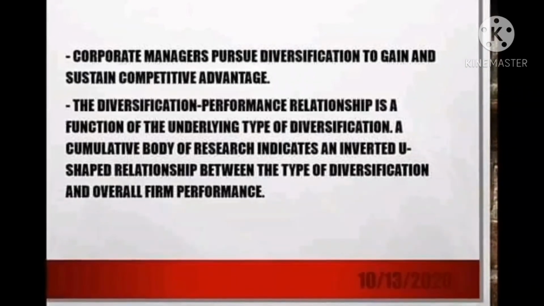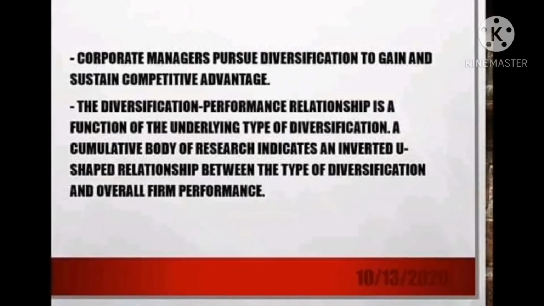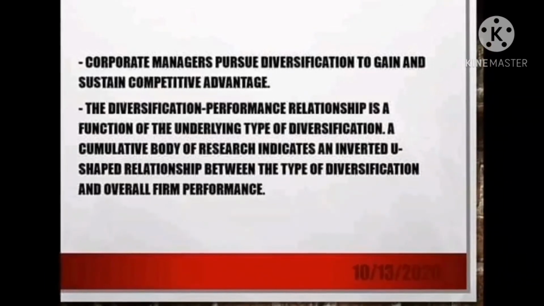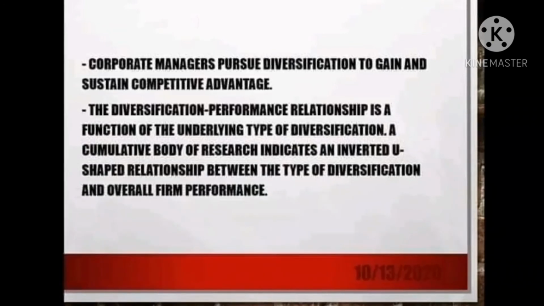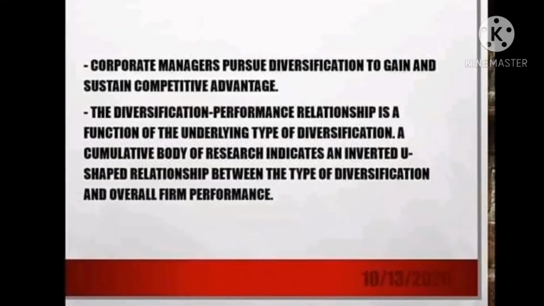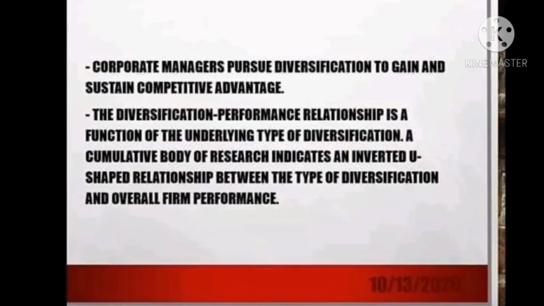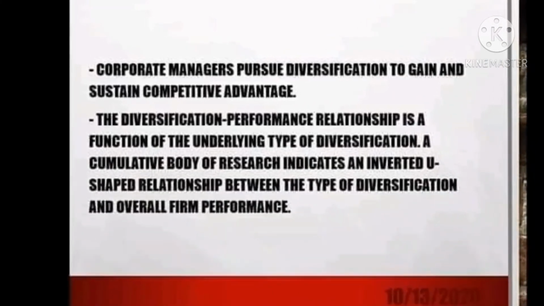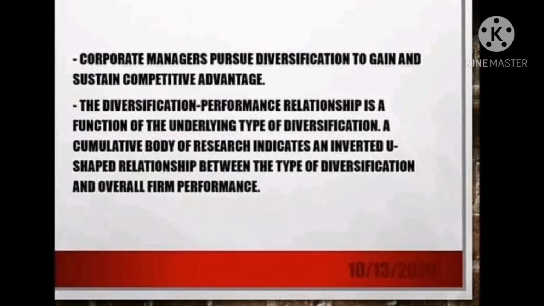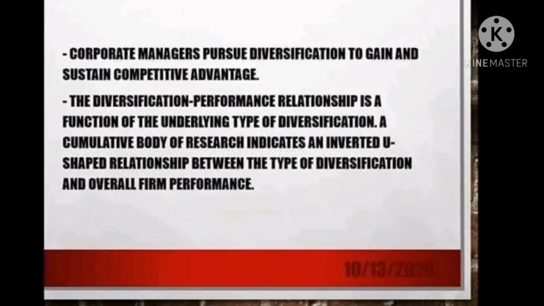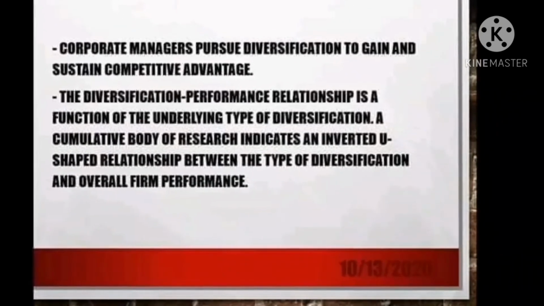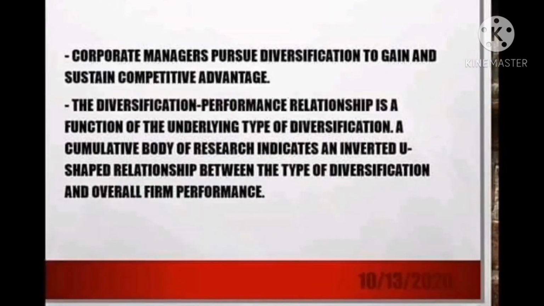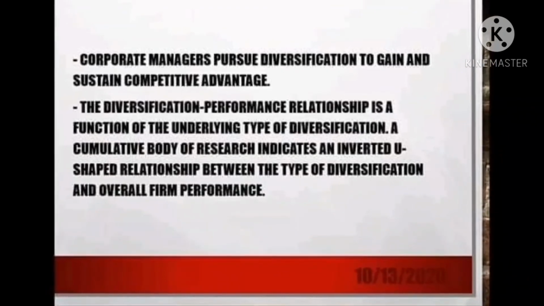The diversification performance relationship is a function of the underlying type of diversification. A cumulative body of research indicates an inverted U-shaped relationship between the type of diversification and overall firm performance. Here we can see in the shape what each one means, what will help you in a business to be successful one day. What are the reasons why it is combined together?